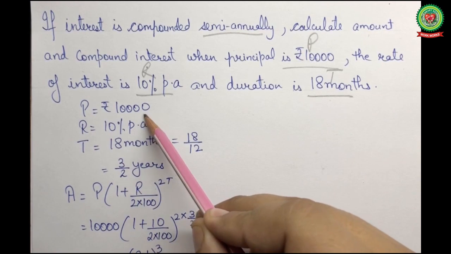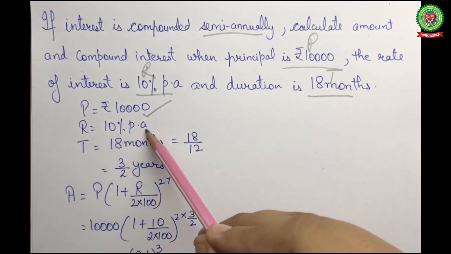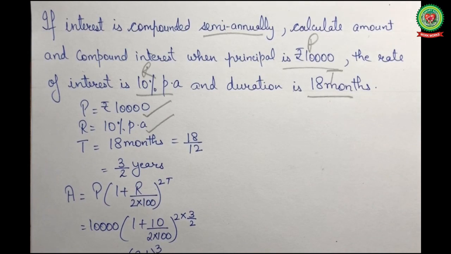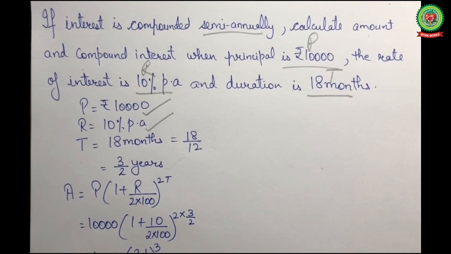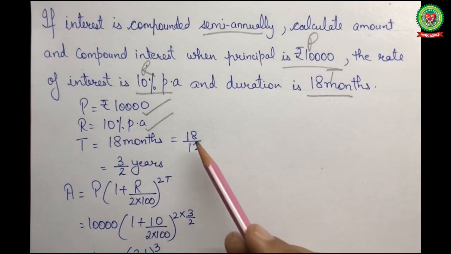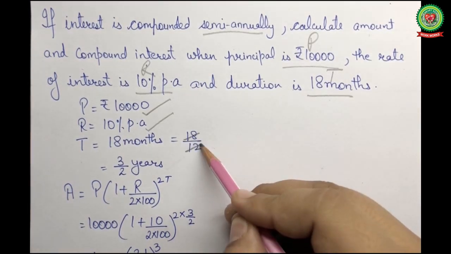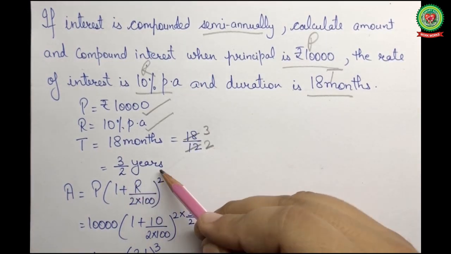So P is equal to rupees 10,000. R is equal to 10% per annum. Time is equal to 18 months. Students, you need to remember that we always need the time in years, not in months. So whenever the time is in months, we are going to convert it into years. For converting months into years, we need to divide by 12, as 1 year is equal to 12 months. So on dividing 18 months by 12, we get 18 upon 12. On doing the cutting, we get 3 upon 2 years.